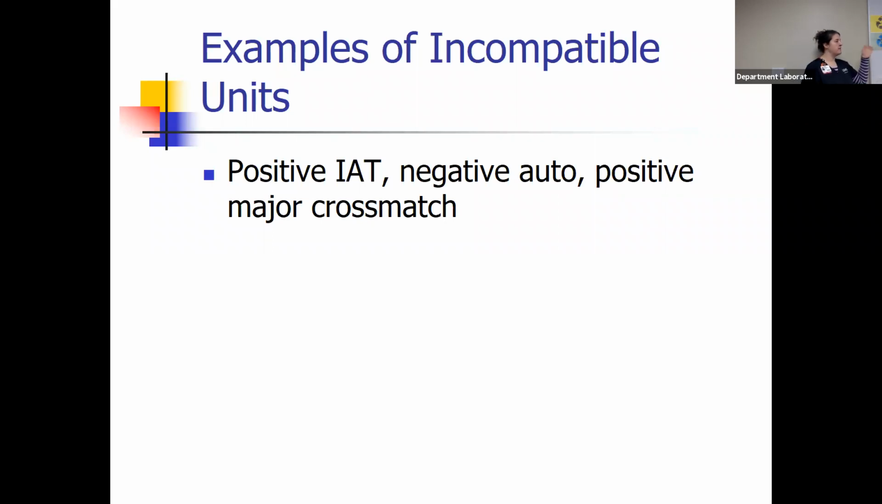What does the positive IAT tell you? There's an unexpected alloantibody there, and if your cross-match is incompatible, what's the most probable reason? That unit is probably antigen positive for whatever antibody is in your patient plasma. Okay, that will cause an incompatible cross-match.